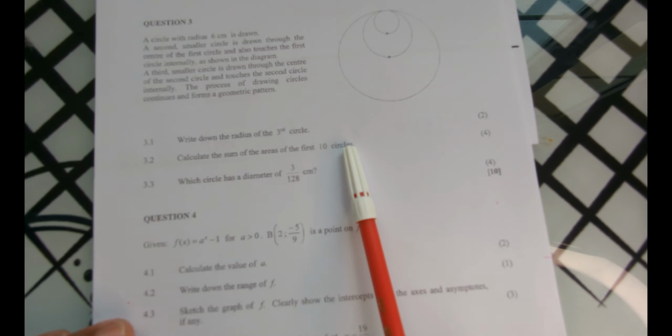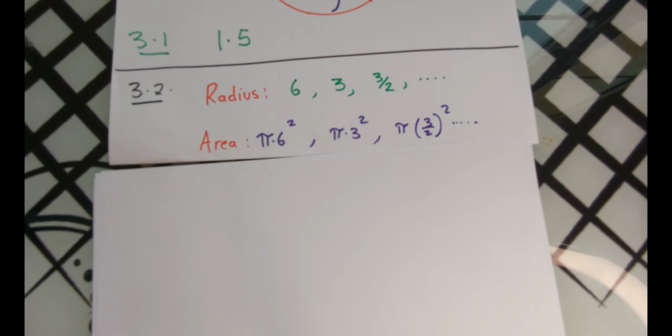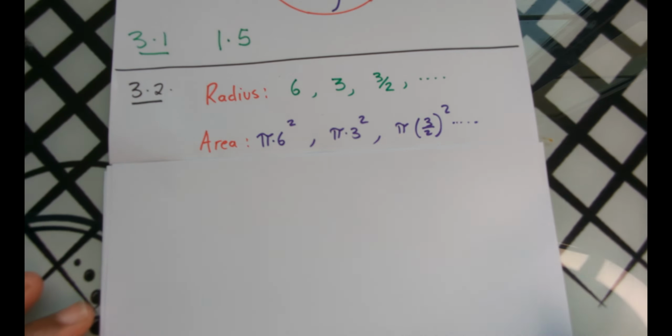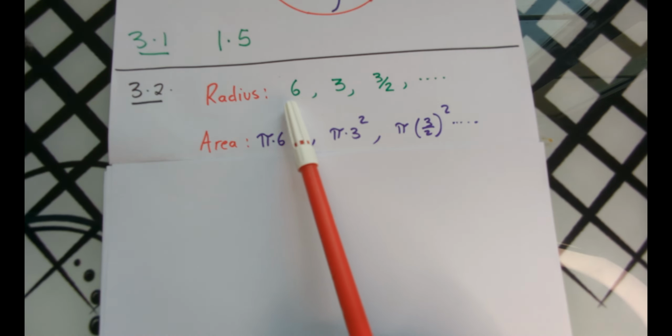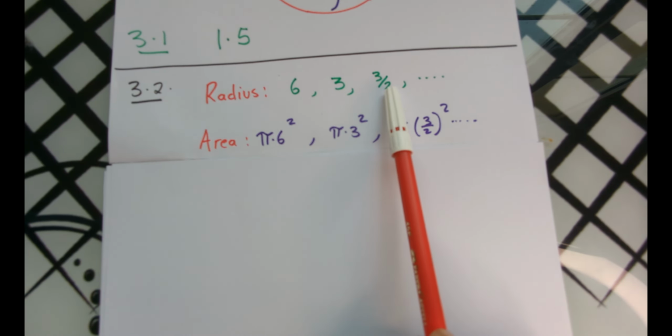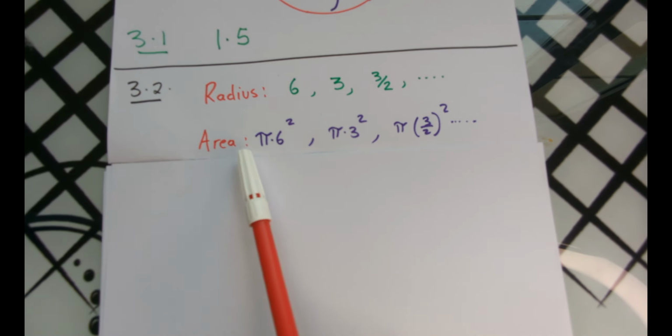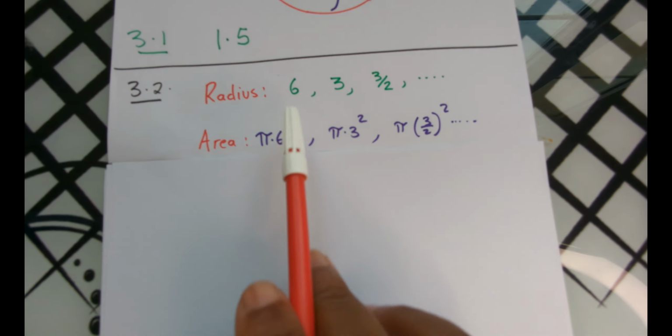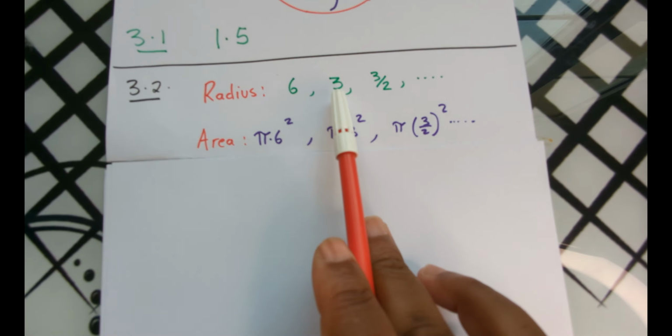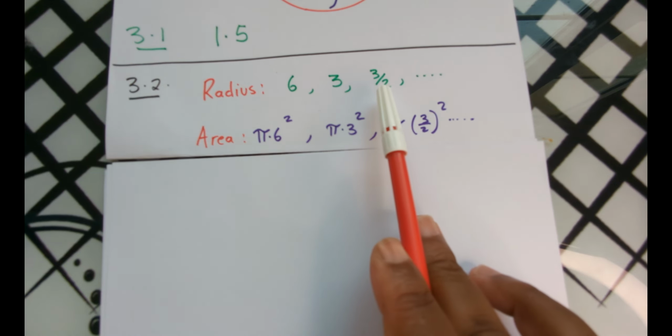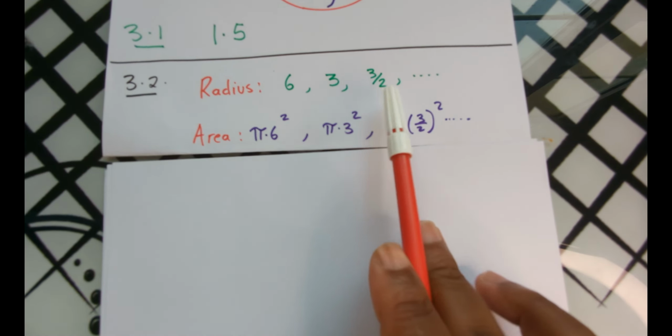Moving on to question 3.2, which reads, calculate the sum of the areas of the first 10 circles. So we need to find the sum of the areas of the first 10 circles. Knowing that the radii are forming a geometric pattern, let's calculate the areas of the first few circles so as to find our common ratio r. So we have the first radius of 6, followed by the second one of 3, and the third one is 3/2 or 1.5.